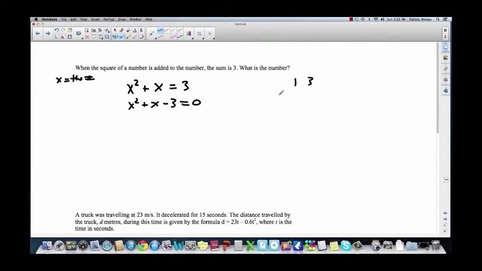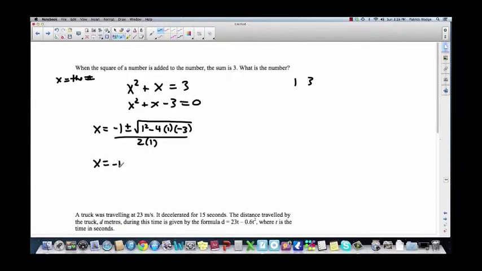So you could either complete the square, or, what most of us will do, we'll use the quadratic formula. X equals negative b, so that'd be negative 1, plus or minus the square root of b squared, so that's 1 squared, minus 4 times a, which is 1, times c, which is negative 3, all over 2 times a, which is 1.